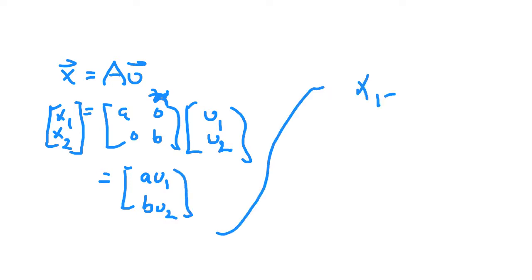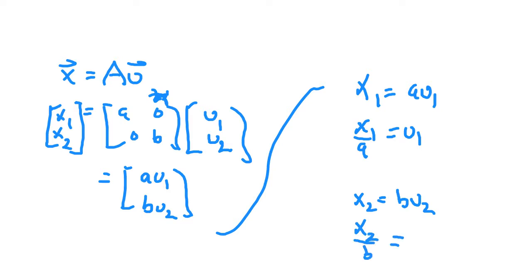So this means X1 is A times U1, which means that X1 over A would equal U1. And similarly, X2 would equal B times U2. So X2 over B equals U2. Okay. So if we go back to the, well, are there any questions on that? All right, good. All right, thank you, Cameron.